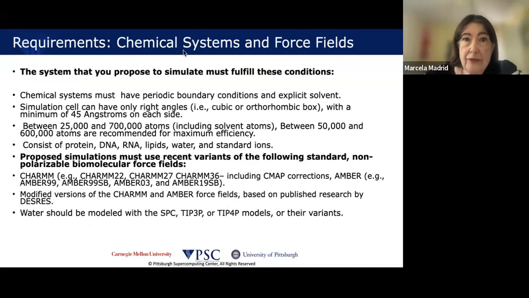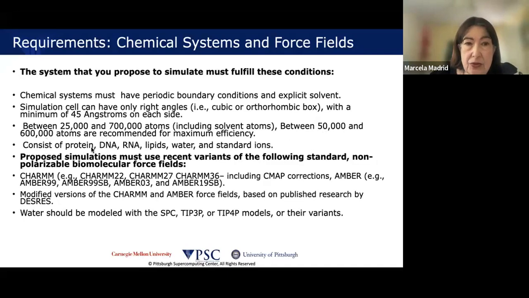The chemical system and the force fields that can be simulated on Anton 2 should fulfill these conditions. As I said, they have to have periodic boundary conditions in explicit solvent. The simulation cell can have only right angles, that is a cubic or orthorhombic box, and it has a minimum of 45 angstroms dimension on each side. There is a minimum and a maximum number of atoms. For Anton 2 it is between 25,000 and 700,000 atoms, including the solvent. Although there is a range that is recommended for maximum efficiency, which is between 50,000 and 600,000 atoms.